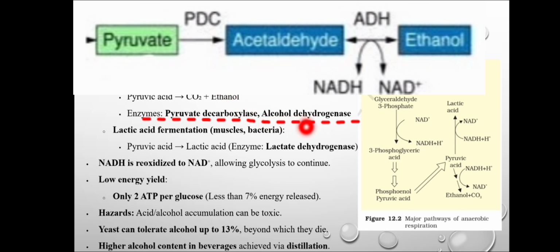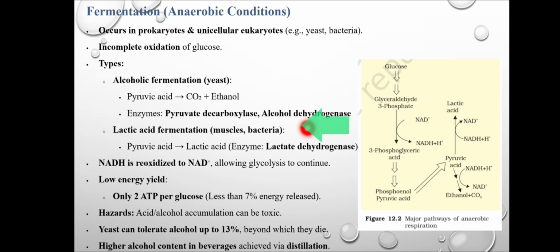alcohol dehydrogenase. Now in the lactic acid fermentation, which takes place in muscles and bacteria, here the pyruvic acid, which is 3 carbon, gets converted into 3 carbon lactic acid. Here the enzyme involved is lactate dehydrogenase. Here the enzymes are important, so keep these enzymes in mind.